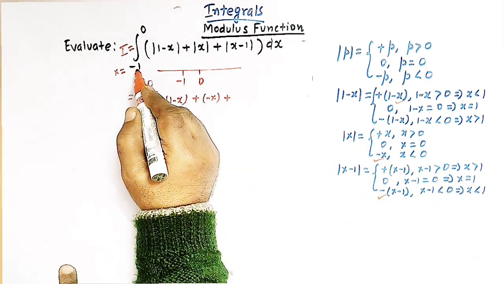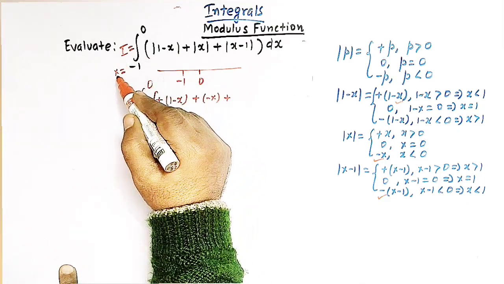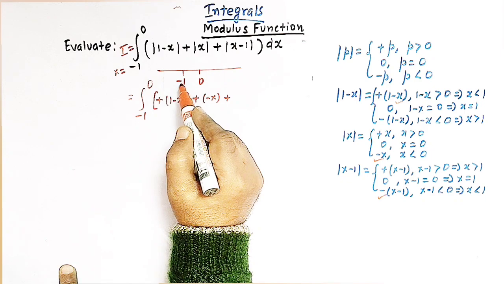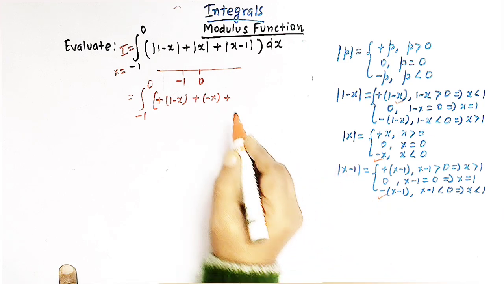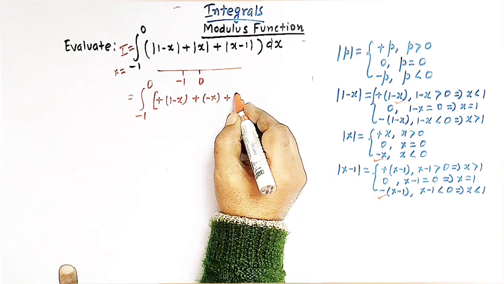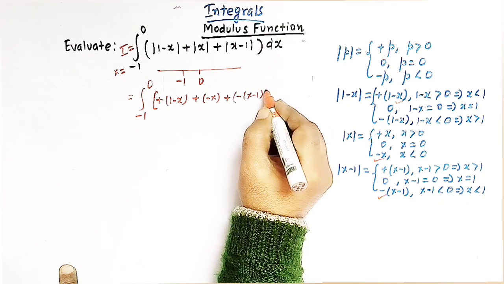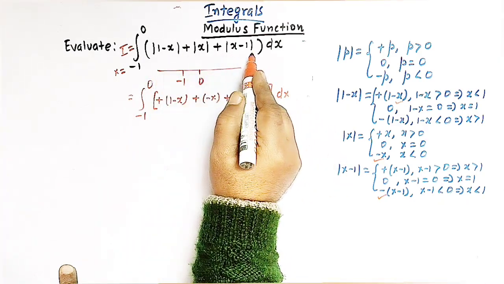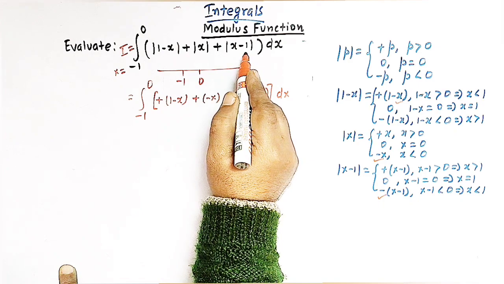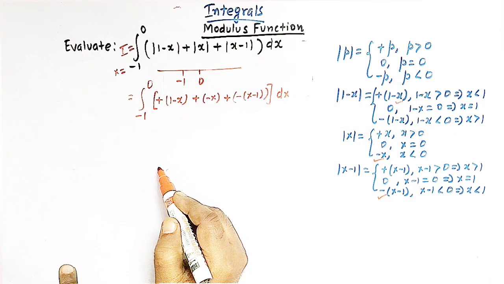And since the limits of integration here are such that all the values of x lie between -1 and 0, obviously all the x are less than 1. So here mod of x minus 1 can be replaced by negative of x minus 1, right? So this is how we can simplify this integrand with the help of the definition of the mod function.